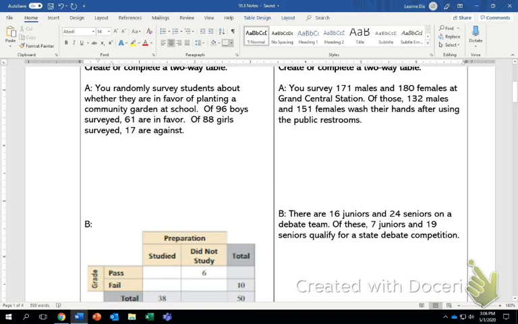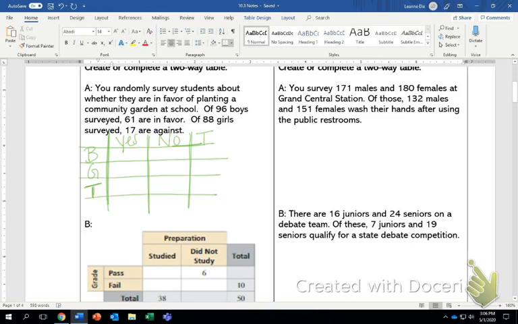The first thing we need to do is we are distinguishing between boys and girls. And remember, we need our total. All right, and then we are asking about a community garden, and we are asking if they are for it, or if they support it, or if they are against it. So they said yes, or they said no. And then, of course, we still need our total. So I'm just adding some lines to keep my numbers a little bit organized.